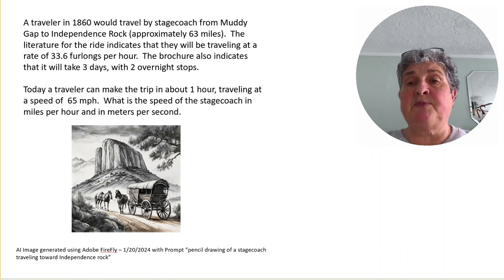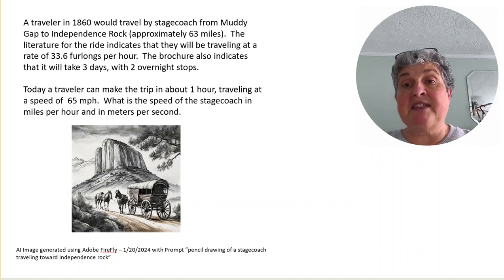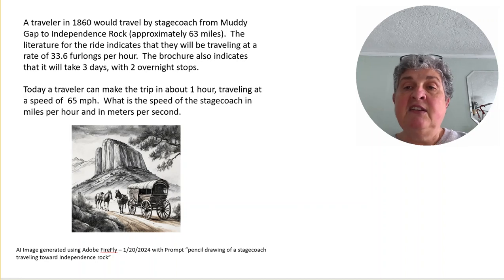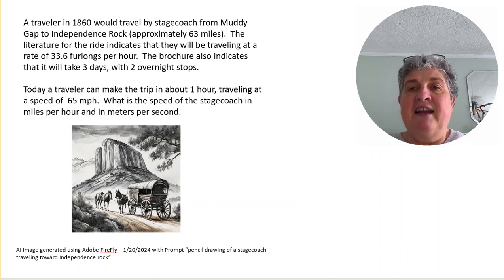So let's look at this problem. A traveler in 1860 would travel by stagecoach from Muddy Gap to Independence Rock. I've actually made this trip. It's in Wyoming, and it takes you about an hour to get there, maybe a little longer depending on what wildlife you see on the way. It's approximately 63 miles between Muddy Gap and Independence Rock.